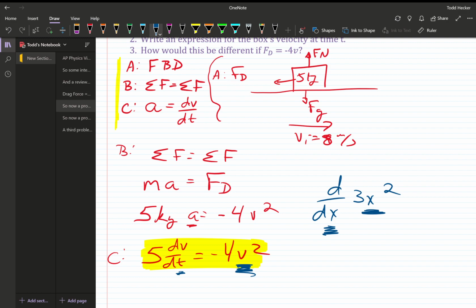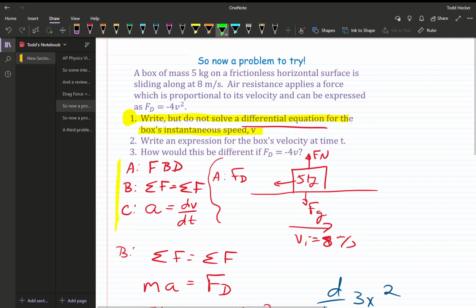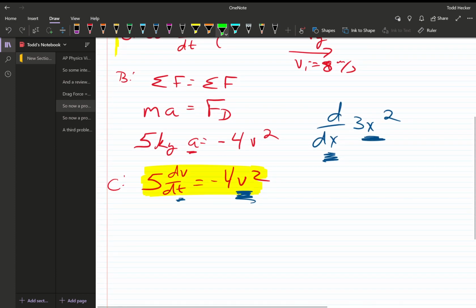Now, step 2 basically will now have you solve it, okay? So, step 2. All right, so for step 2, it says write an expression for the box's velocity at time t. So in other words, we got to solve this mess, okay? Here's what you want to do. I haven't figured out a great way to word this yet, so I haven't written it out. I think the best way to do it is to just see examples, okay?